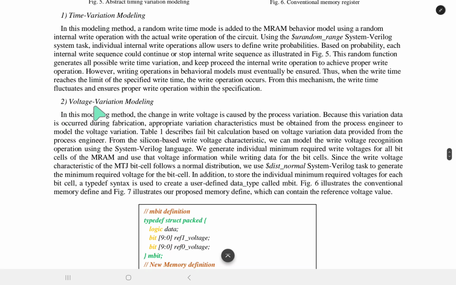2. Voltage variation modeling. In this modeling method, the change in write voltage is caused by the process variation.